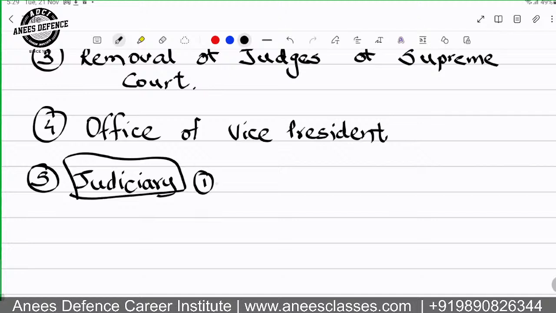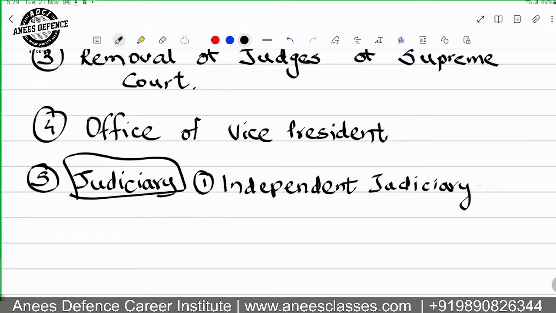One is independent judiciary. Independent judiciary means it is not under the control of legislature. There are certain provisions in the constitution to enable this independence. For example, the salaries of the Supreme Court judges cannot be deducted unless there's a financial emergency going on in the country.